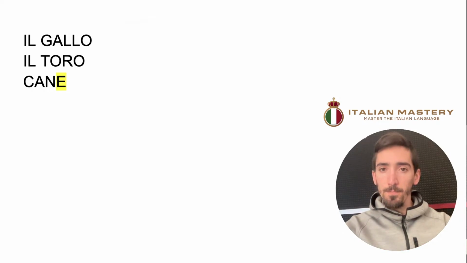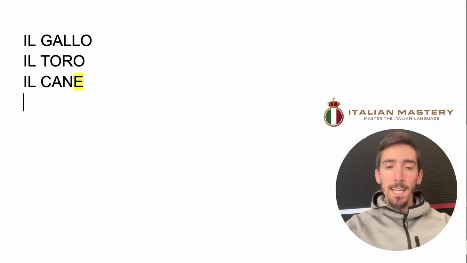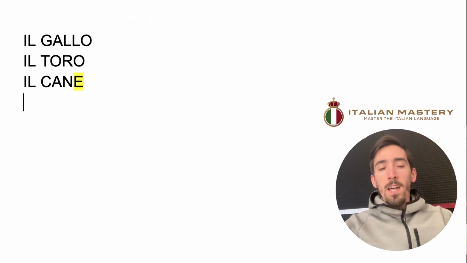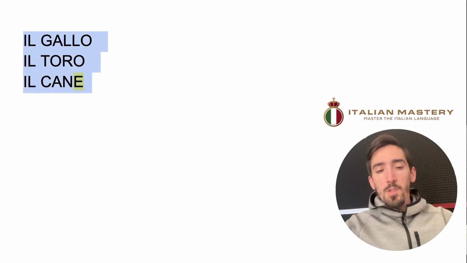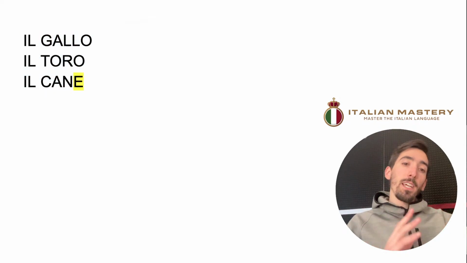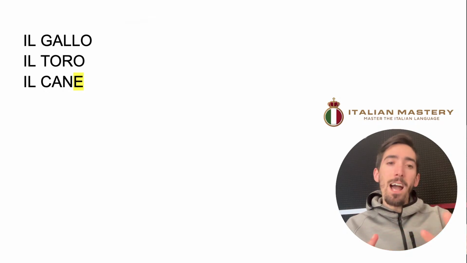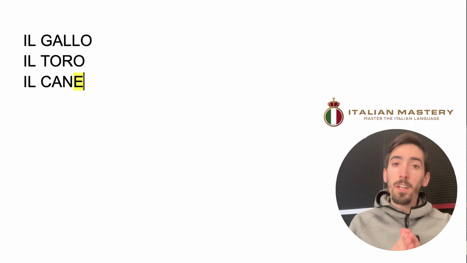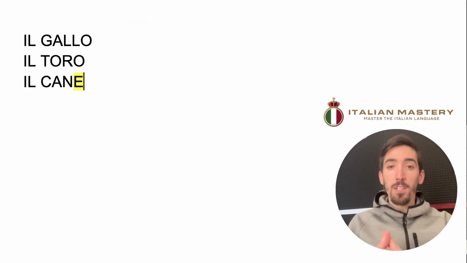Exactly. Il cane. Il cane, because cane is masculine. Now, these are specific animals that, just like in English, sometimes have a completely different word for the feminine version. So this is another case where we do have gendered language. Sometimes we have gendered language even in other languages like English, right?